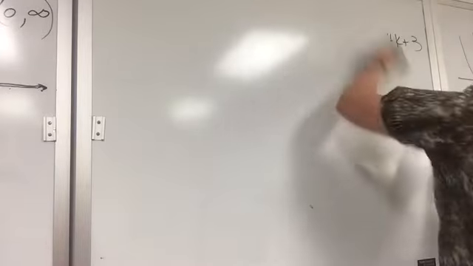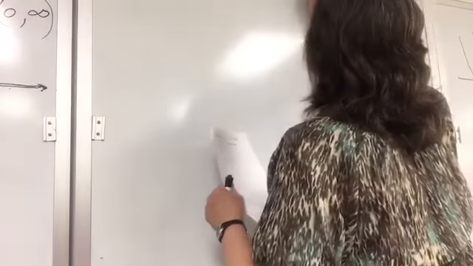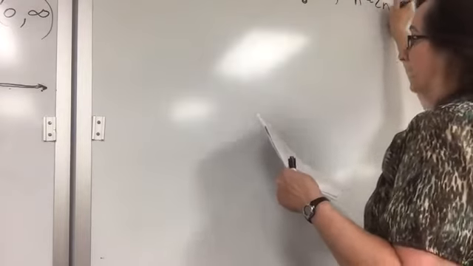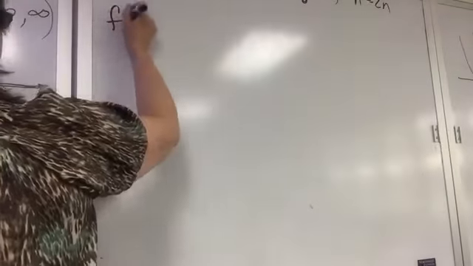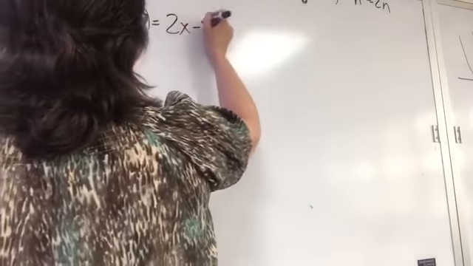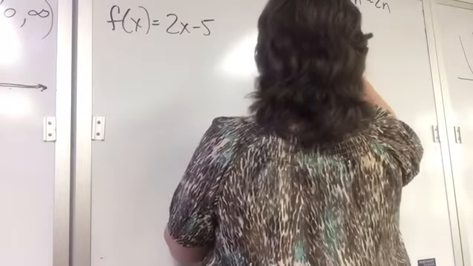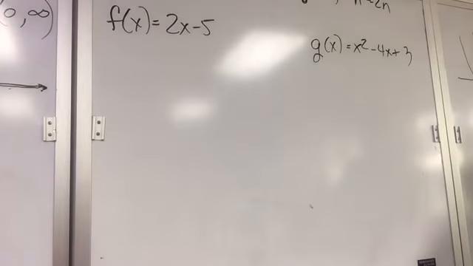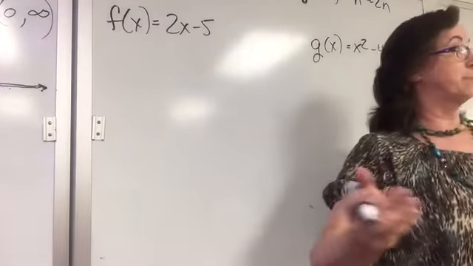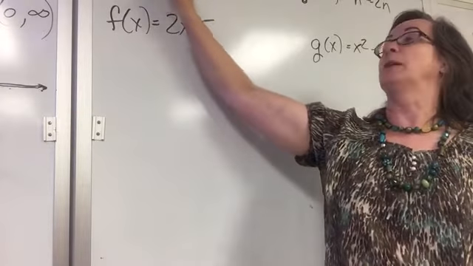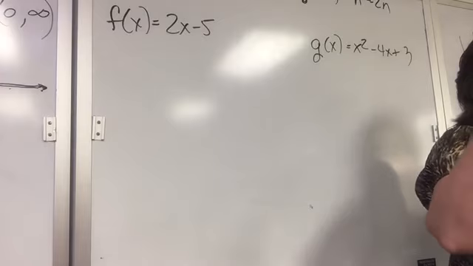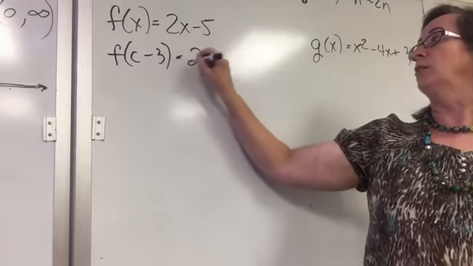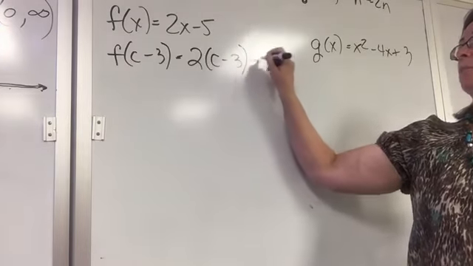Very good. So I'll put these up here and then I'm going to do them for you. g of n plus 1 is n squared minus 2n. And I erased my function. f of x was 2x minus 5, and g of x was x squared minus 4x plus 3. These are a little bit more complicated, but it's the same principle. Everywhere we see an x, we substitute c minus 3. So f of c minus 3 is 2 times (c minus 3) minus 5.